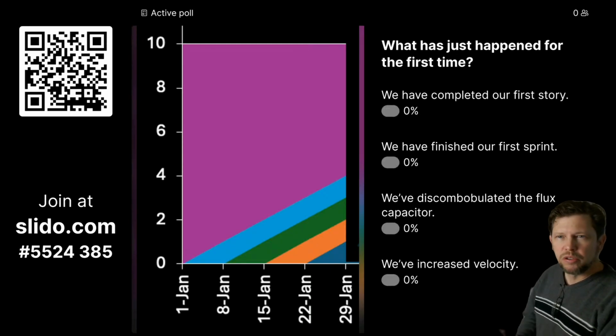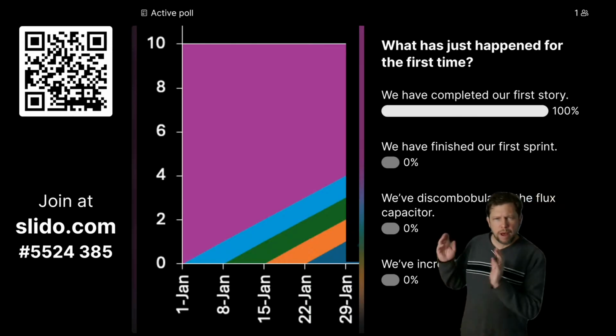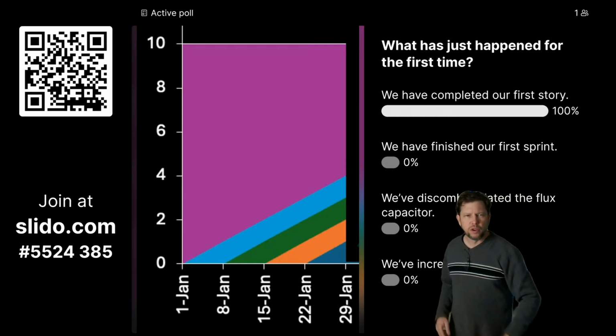Actually, is this coming up for you? I thought that was supposed to pop up. Okay, yes, it's working. It should pop up in WebEx. If it doesn't for some reason, you can use your phone on the QR code.